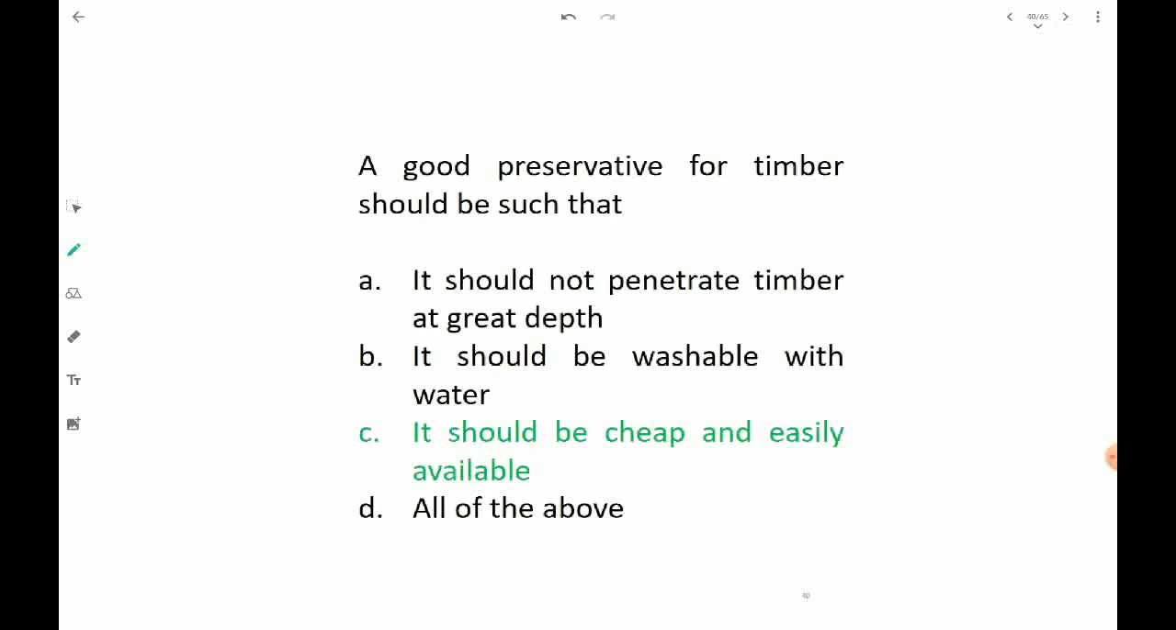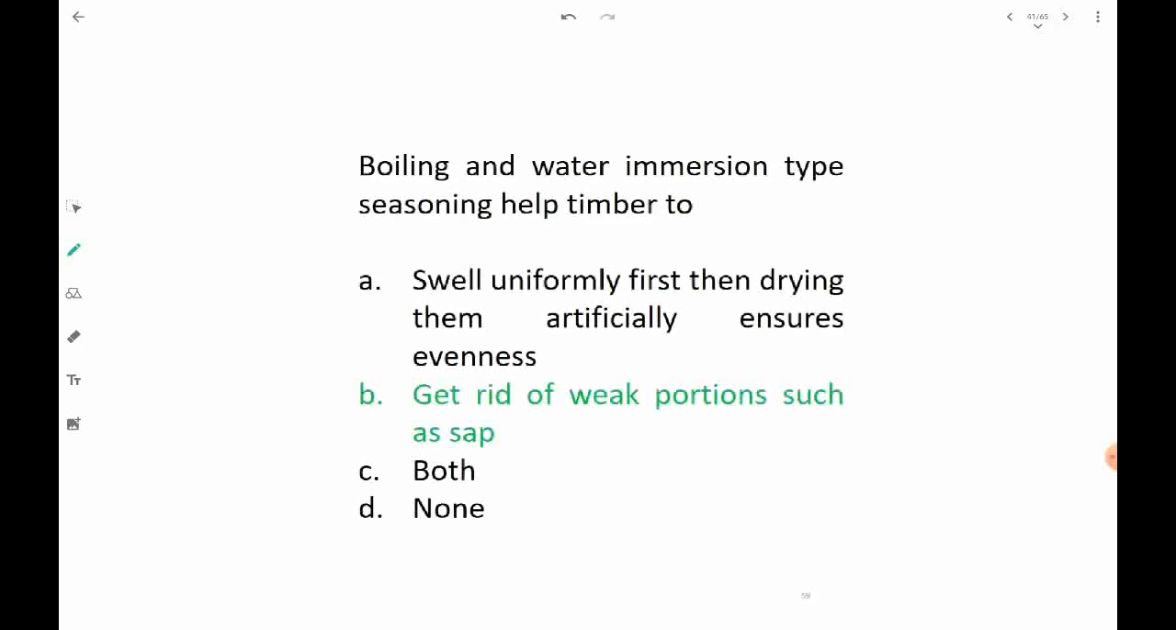Alright. A good preservative for timber should be cheap and easily available. Boiling and water immersion type seasoning help the timber to get rid of weak portions such as sap.